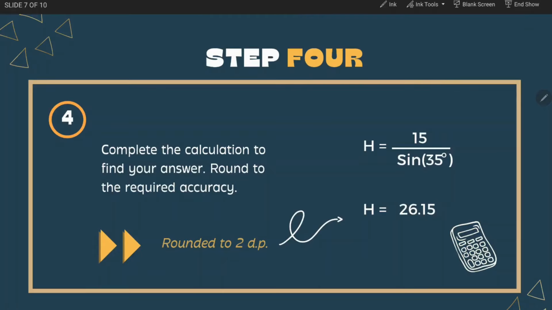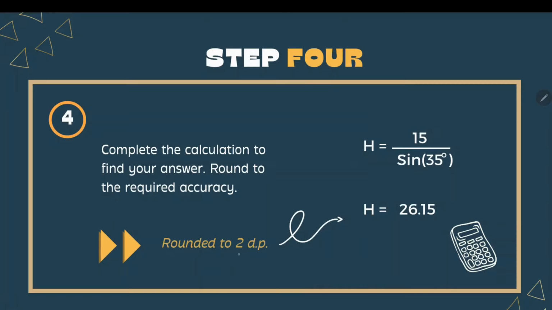So obviously step 4 is calculating the answer, so round to the required accuracy, which here is 2 decimal points. The majority of the questions will refer to 2 decimal points, but unless it states 1 decimal point or 3 decimal points, the general consensus will be 2 decimal points. So hypotenuse equals 15 over sine 35 degrees, which equals 26.15. Remember the rule that I taught in the previous slide. Write your concluding statement, as it will be really important in your tests.